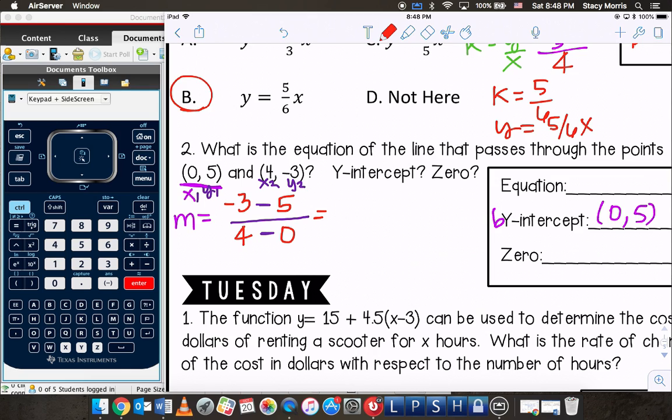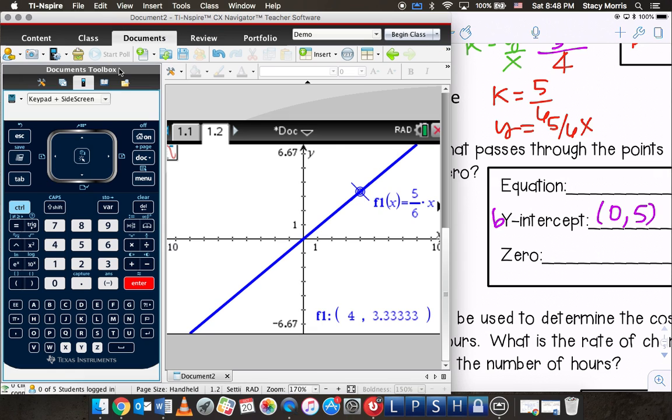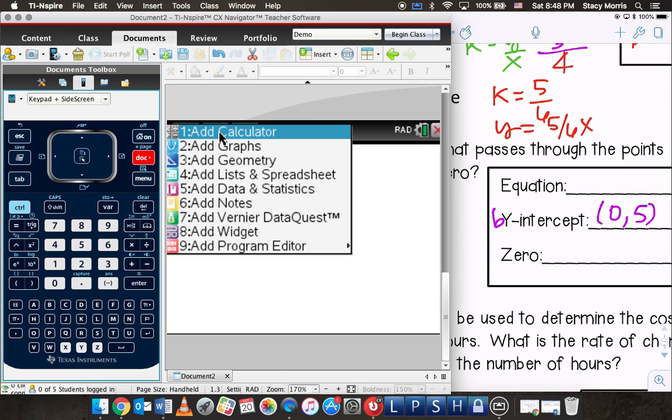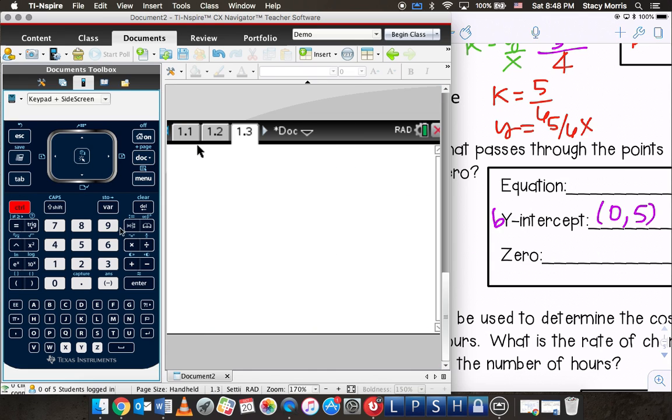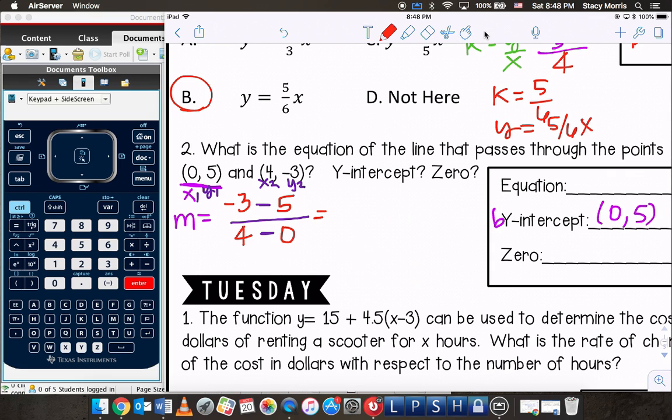So you could do this by hand. So -3 minus 5 would be -8, divided by 4 would be -2. Or go to your calculator and let's just practice typing this in. So control divide to get our fraction bar. -3 minus 5 divided by 4 minus 0. There we go, -2. So our slope is -2.